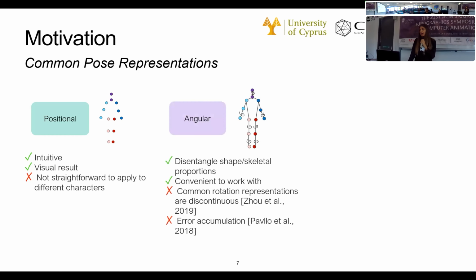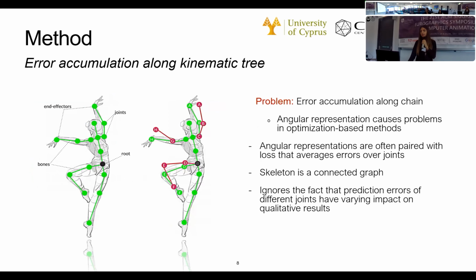On the other hand, angular representations factor out the shape and skeletal proportions, enabling intuitive use among different characters when the shapes do not vary significantly. However, a recent study has shown that common angular representations may contain discontinuities, which make the learning process more complex, since neural networks work best with continuous representations. The 6D representation tackles this limitation, however, it does not account for error accumulation along the kinematic tree.